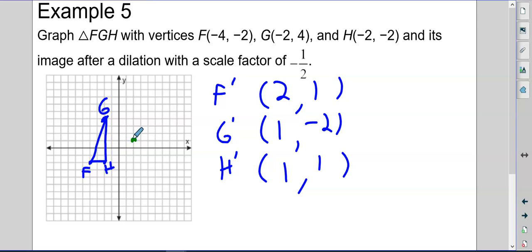One, negative 2. And 1, 1. So 2, 1 is my F prime. 1, negative 2 is my G prime. And then my H prime is 1, 1. Now you could have also thought about this as negative 0.5. And you could have multiplied by negative 0.5. It's up to you. It's all the same thing.